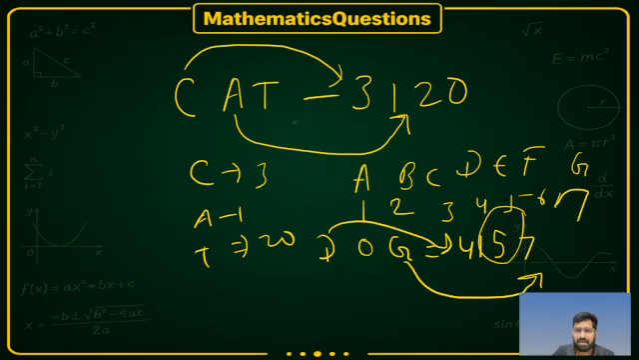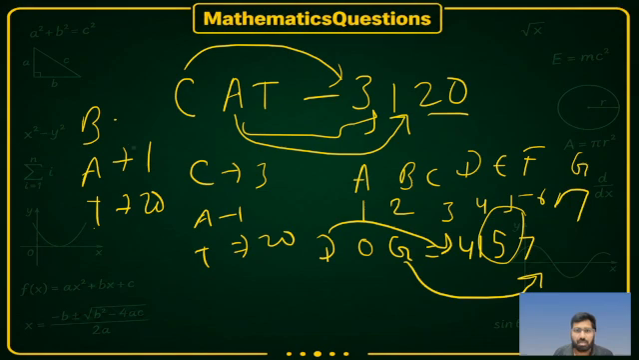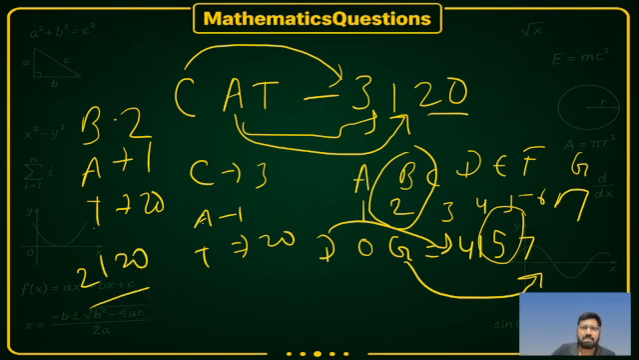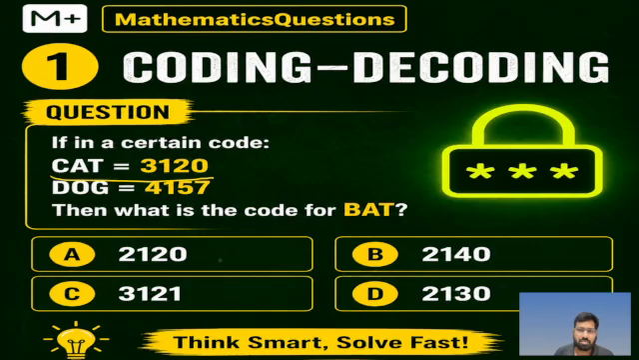What should be BAT? As per this, A here is 1, so we can take A as 1. T is 20, we can take it from here also as 20. And B is not given, but we know because A, C, D are in the pattern of 1, 3 and 4, B is 2. So our option should be 2120. This should be the answer for us. And 2120, yes, the option is given as 2120 also. So A is the answer.